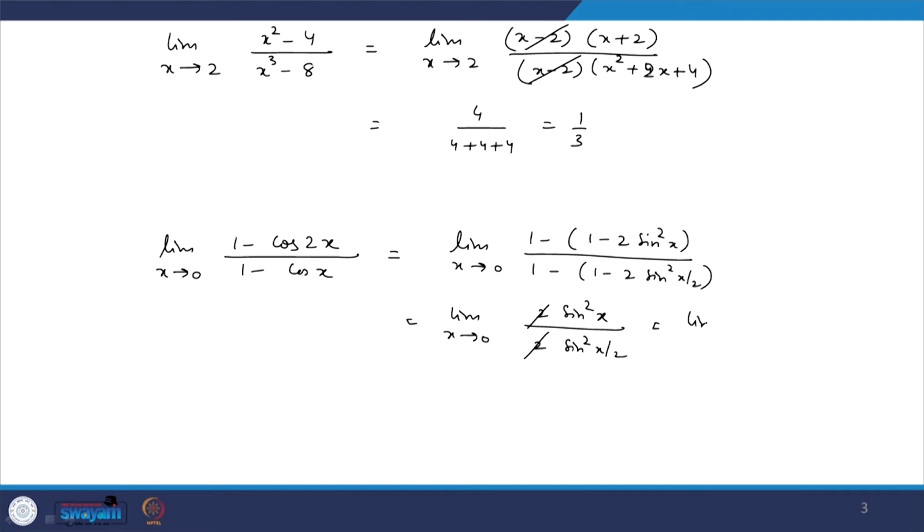So it is the limit as x tends to 0 of sin x by 2 upon x by 2 whole square, upon sin x by x whole square. x square will cancel out, and it is 1 into 1 by 4. Yes, we can write it like this, and as x tends to 0, sin x upon x tends to 1.